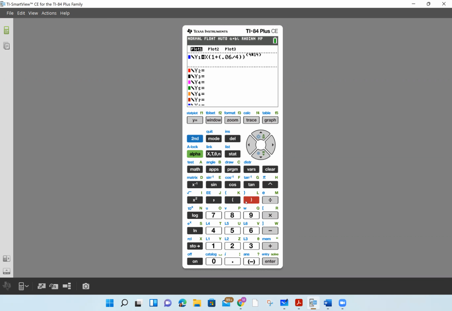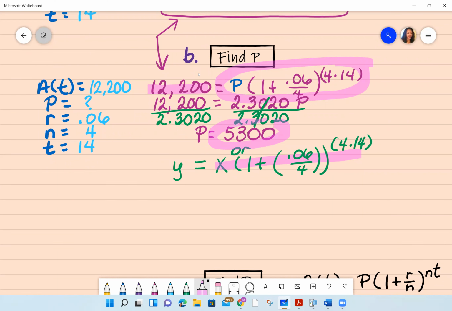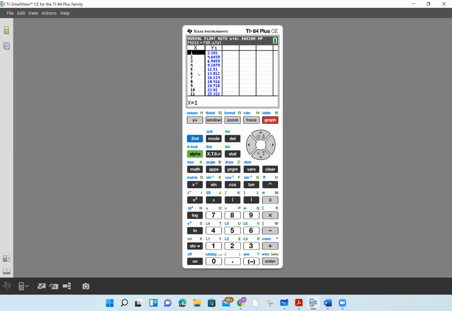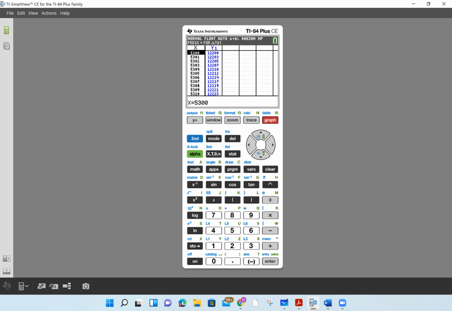And whenever you use this y equals screen, the purpose is to go to your table. So you're going to go to second graph, which gives us our table. This is where I'm saying where y equals 12,200, that is going to give you your X. Well, we already know X represents P. And we already know that P is this huge number. So what you would have done, though, is you would have gone to second window, and you would have told this table to start at whatever number that you thought was big enough. We already know the answer. We know that when X is 5,300, then Y is 12,200.